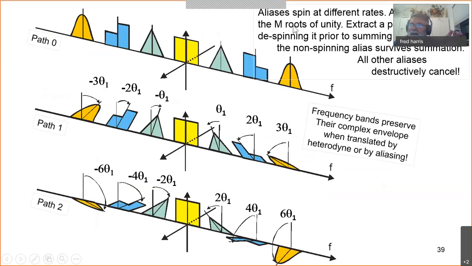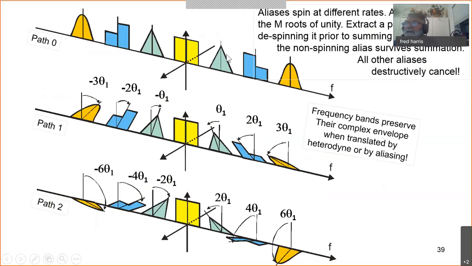Now, when these guys alias to baseband, they all go back to baseband with their known phase angle. And that means if I add up all the signals at this frequency, where they're now all residing due to aliasing, only the one that's not rotating survives. That's why you could do the downsampling. And since he wasn't rotating, he would survive the sum.